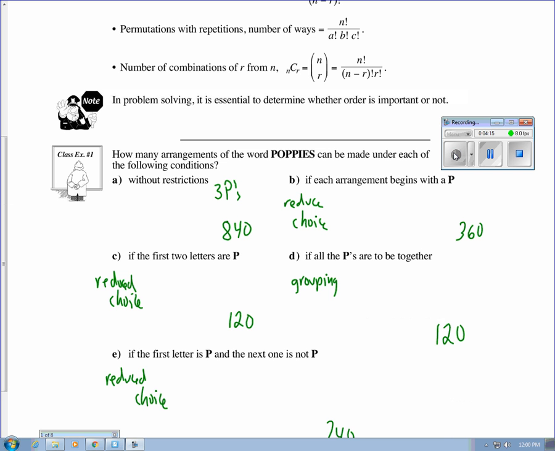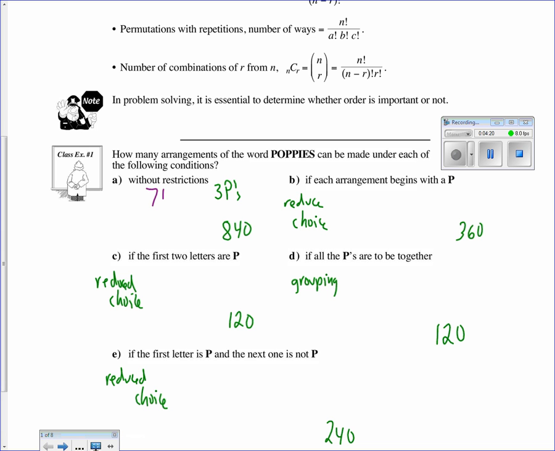So now coming back to just setting up those review ones. So this is 7 factorial over 3 factorial. The next one is 6 factorial over 2 factorial with that first P disappearing. The next one, I have 2 P's that start me off, which only leaves me with 5 different letters to select from. If all the P's are to be together, it's actually the same number of arrangements. It's still 5 factorial. I've got 5 different items to arrange in order.